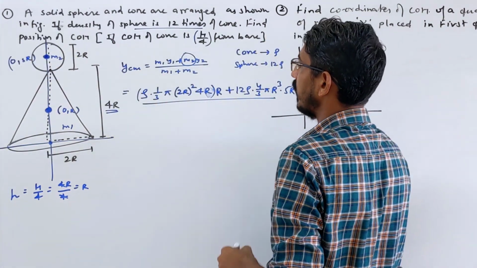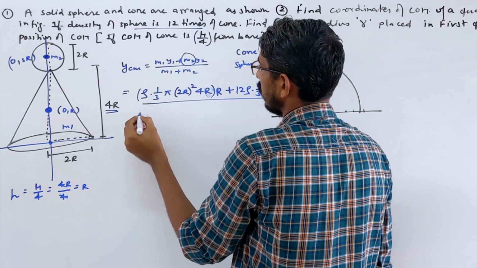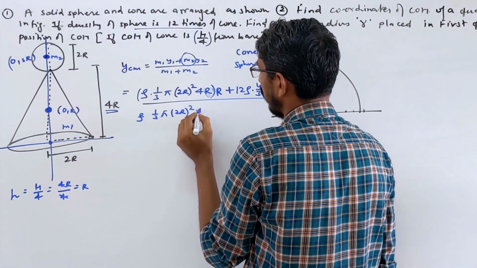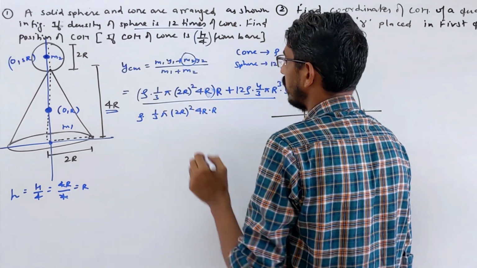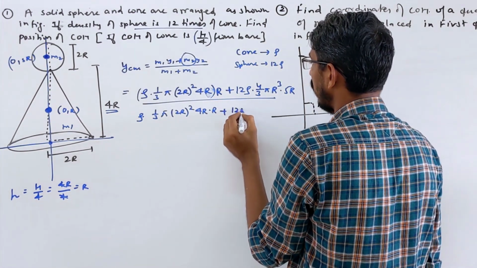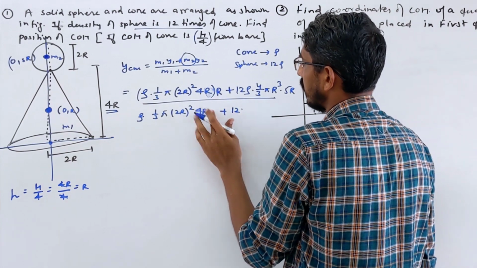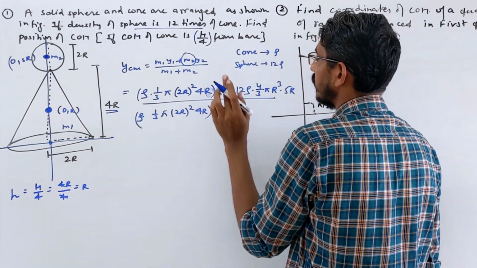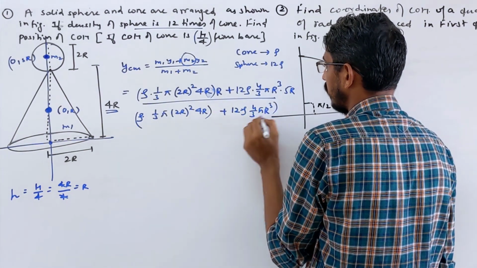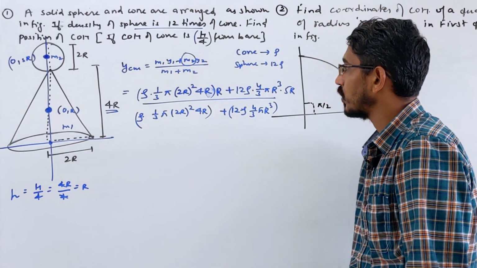Again you have to write m1 plus m2, the same thing will come. So I am writing rho 1 by 3 pi 2r square into 4r into r. Correct. And here becomes 12. This is mass only, this much mass. That's the coordinate. 12 rho 4 by 3 pi r cube. That's the mass.